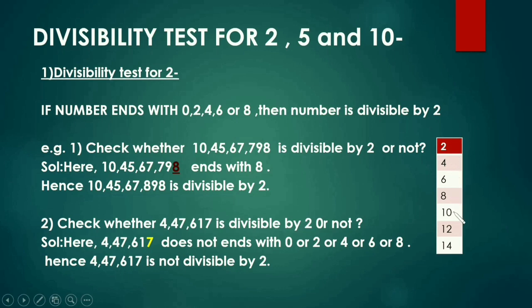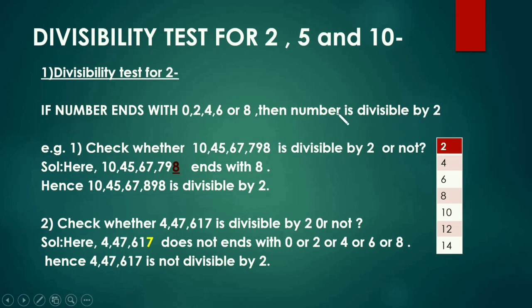So what do we have to consider here? We will make the definition of divisibility test. We can make the definition of divisibility test for 2. If the number ends with 0, 2, 4, 6 or 8, then the number is divisible by 2. It's very easy. You can remember any of the methods from this.